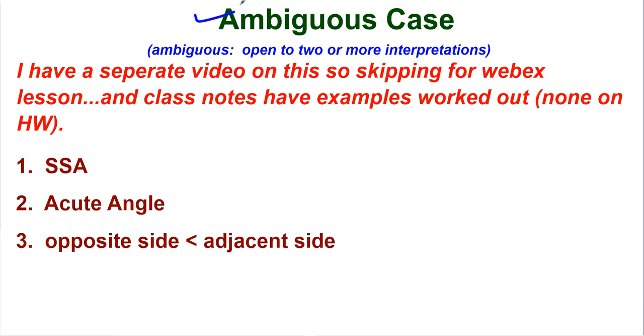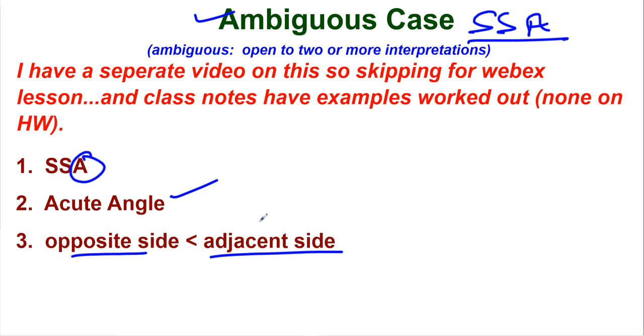Oh yeah, I want to briefly touch on the ambiguous case. So this is for side, side, angle. And you need to test, but you don't have to test every single side, side, angle if you have some rules memorized. You should be dealing with an acute angle, this angle being acute, and the opposite side needs to be less than the adjacent side.